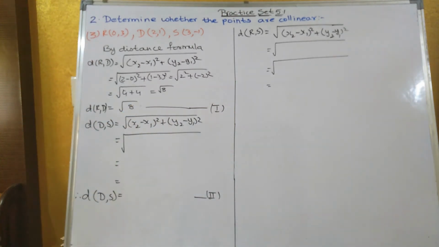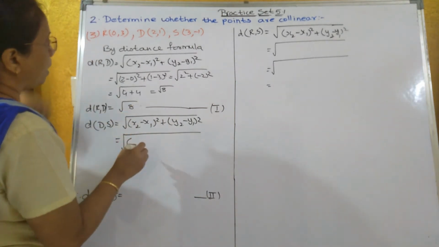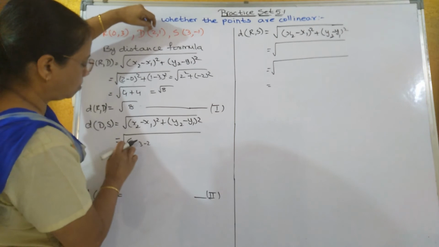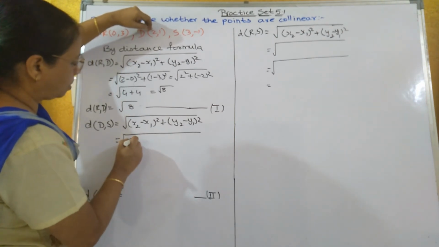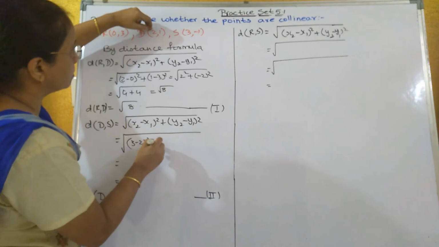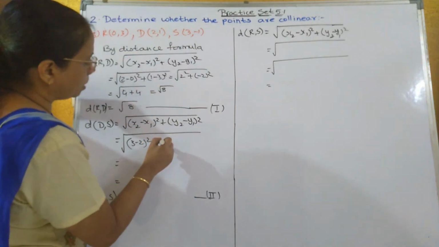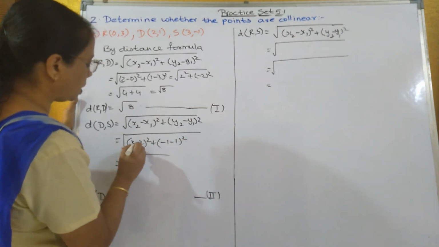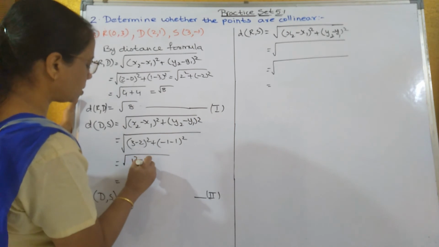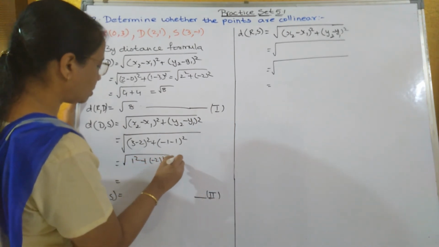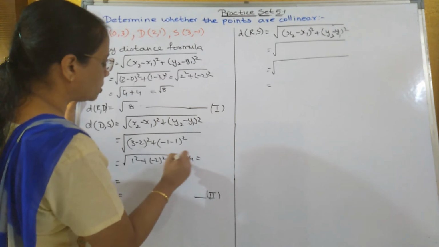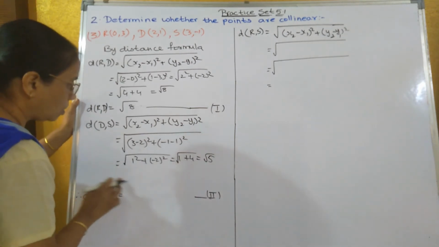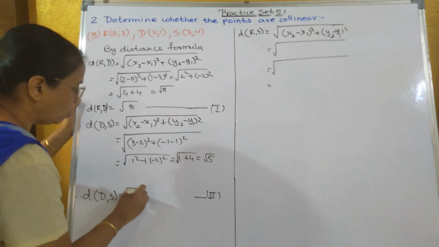Now next DS. x2 minus x1 is how much? 3 minus 2, the whole square, plus minus 1 minus 1. So that is equal to 3 minus 2 is 1 the whole square plus minus 2 the whole square. That's equal to 1 plus 4. That's equal to root 5. So DS is equal to how much? Root 5. Let us take that as second.